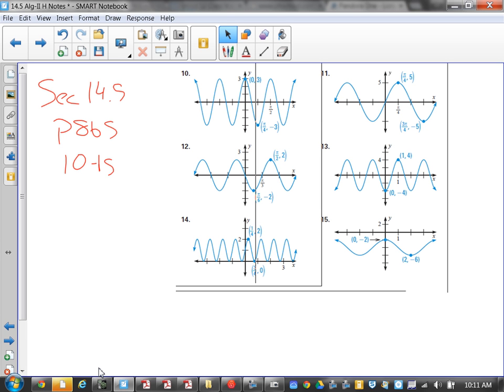What we're going to do tomorrow is just look at, if I just give you the two ordered pairs, can you figure it out? It's really easy.